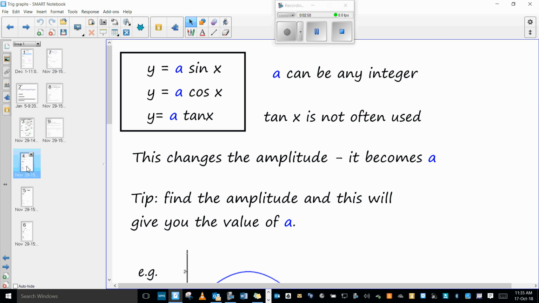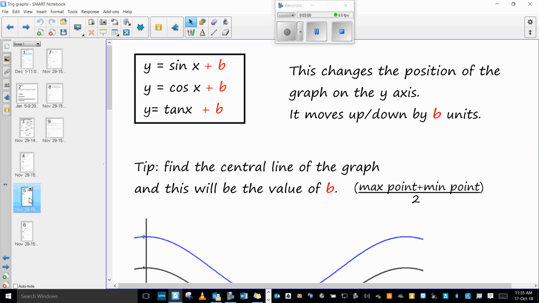If we have a number stuck on the end, what happens to it? It shifts up or down. So the whole graph would shift up or down depending on the value.